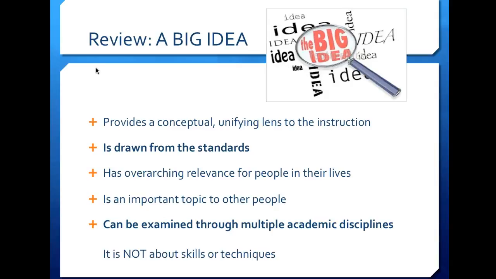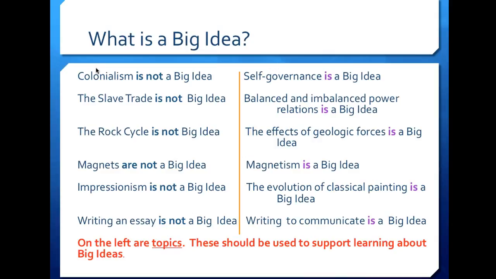A big idea is not about skills or techniques. It's about big understandings. For example, colonialism is not a big idea. Self-governance is a big idea. Slave trade is not a big idea. It's important, but not a big idea. Balanced and imbalanced power relations is a big idea. So these things fall under the big ideas.